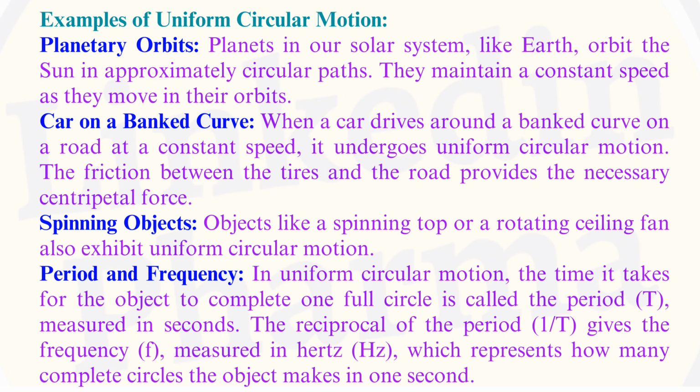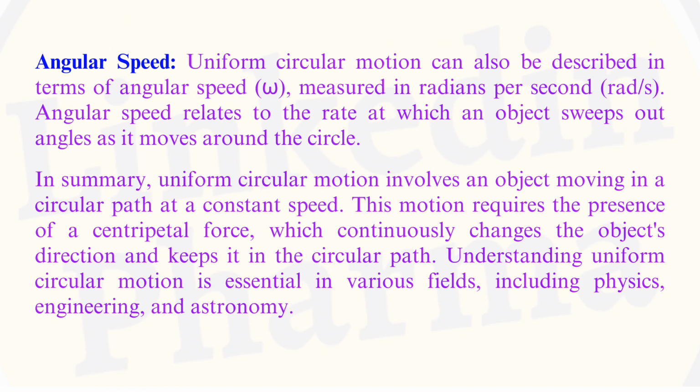Period and frequency. In uniform circular motion, the time it takes for the object to complete one full circle is called the period, T, measured in seconds. The reciprocal of the period, 1 by T, gives the frequency, f, measured in hertz, which represents how many complete circles the object makes in 1 second. Angular speed. Uniform circular motion can also be described in terms of angular speed, omega, measured in radians per second. Angular speed relates to the rate at which an object sweeps out angles as it moves around the circle.